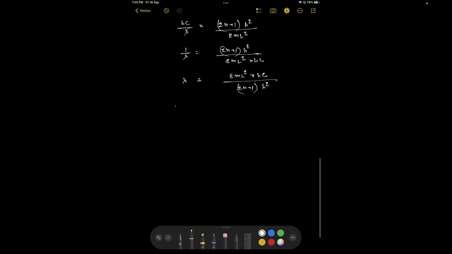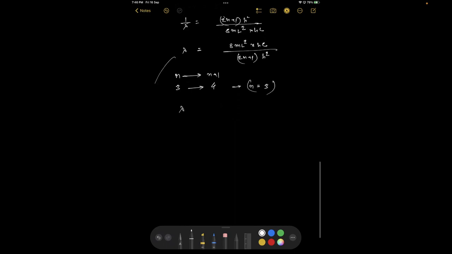So basically here the transition is n to n plus 1. In this case the transition is 3 to 4, so the value of n is 3 here. So lambda corresponding to this is equal to 8m L square times c, divided by 2n plus 1, meaning 2 times 3 plus 1, that is 7, times h. So 8m means 8 times 9.1, the mass of the electron, 10 to the power minus 31 kg.